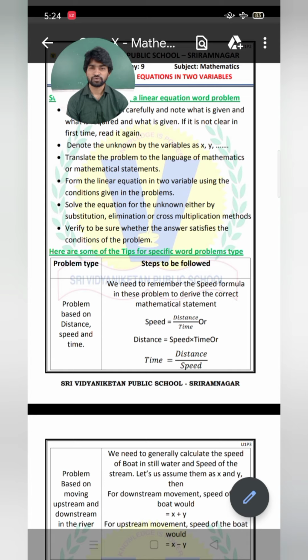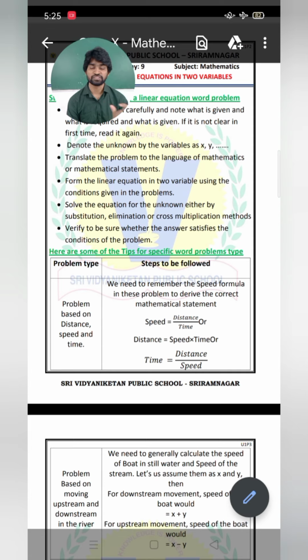Even if you read two times and you are unable to understand, then you are reading the whole paragraph at a time. You should not read the whole paragraph at a time. You have to divide it into sentences. Then denote unknown variables as x and y. So whatever is given, like "let the two-digit number be", he will say.